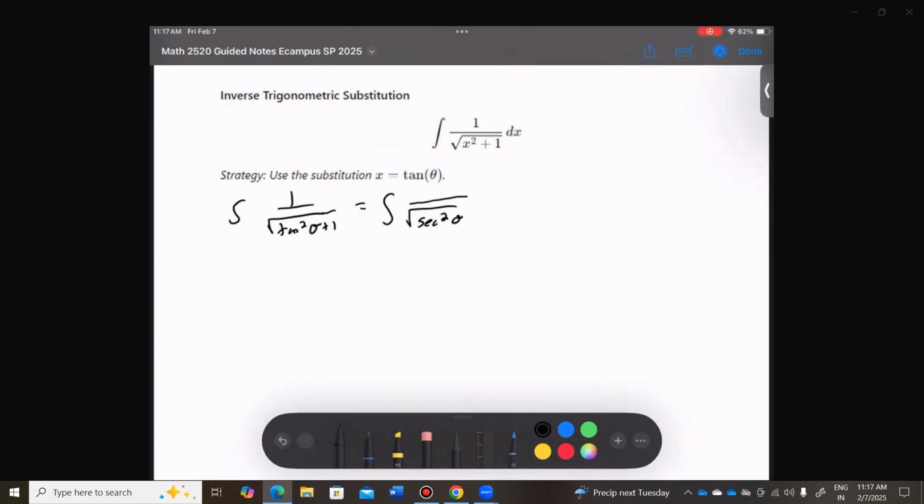And then the top, since we're letting x be tangent theta, actually, hold on, let me redo this for a second to make it more clear. I should have done this in the first step. So if x is tangent theta, then dx is secant squared theta d theta. That should be on top.